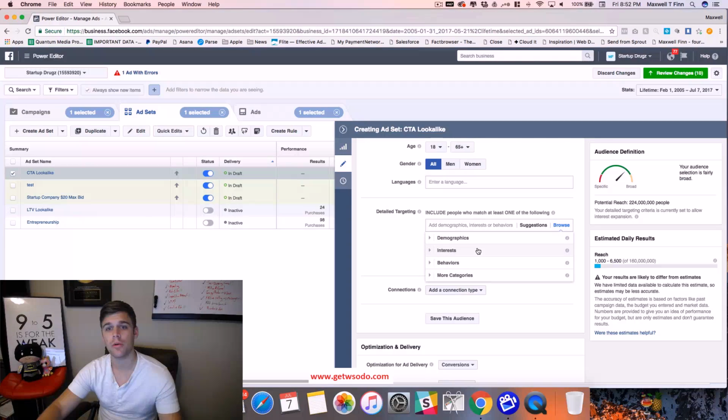Until you get to the point where you have a lot of source data, where you can use lookalikes, you can do retargeting, you really need to know this very, very well, because you're not going to get any traction if you don't know all the options available to you with demographics and behaviors.